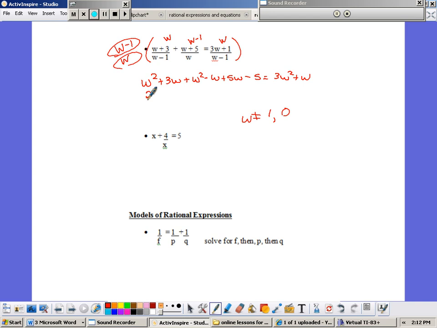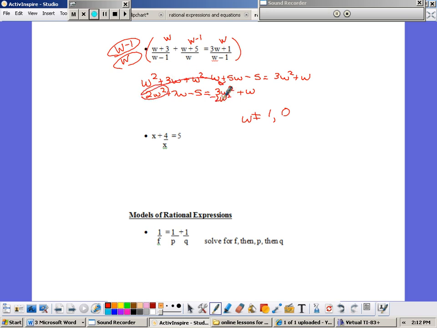Okay, what I got? 2W squared, 8 minus 1, 7W minus 5 equals 3W squared plus W. Everything has to come to one side. I actually might take it the other way because I don't like negatives in my leading coefficients when I factor.